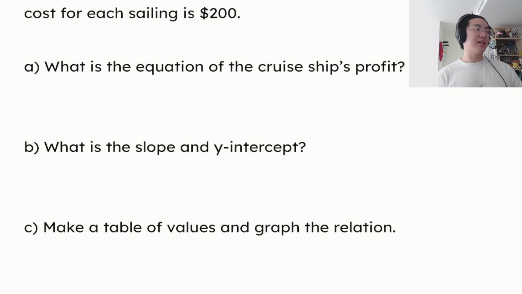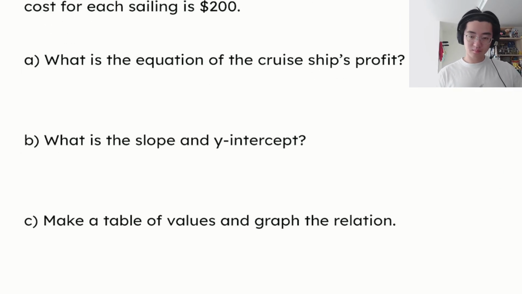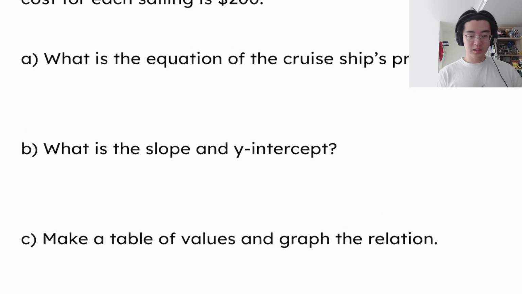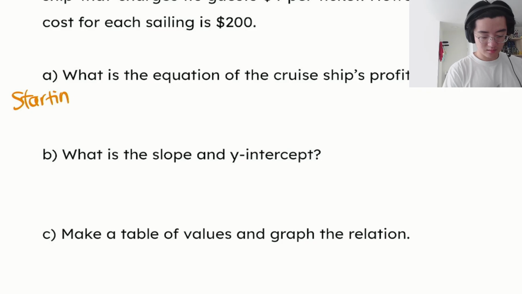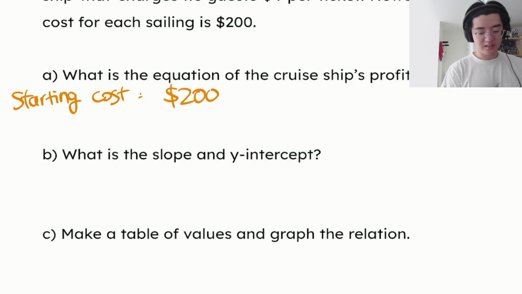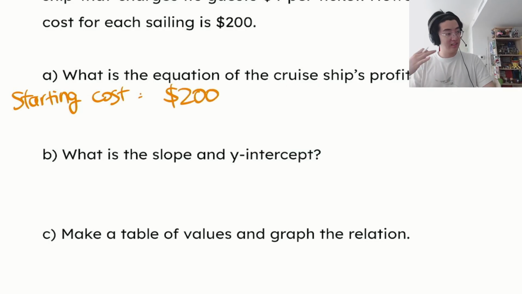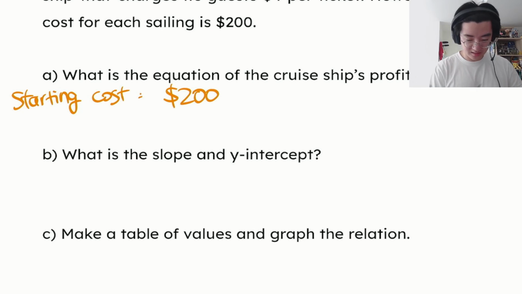Alright, so the first step is to find the equation of this. Right, we know that our profit is starting in negatives. Alright, so the starting cost is $200. So that's the money that's in the negatives, right? Because it's costing us to make the ship sail. Because our goal is to find the profit.